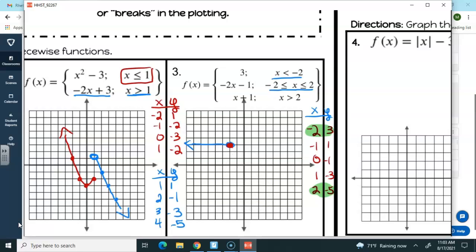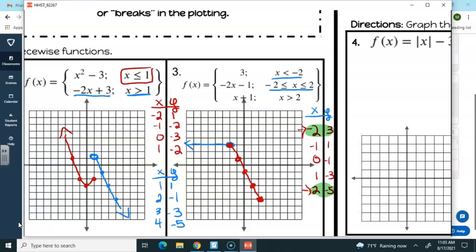-2, -5, 1, 2, 3, 4, 5. Then we're going to draw that. And then there's those points that we didn't label because we didn't have to, because when we connected them, they were there. The key points are these 2, and those both have closed circles.